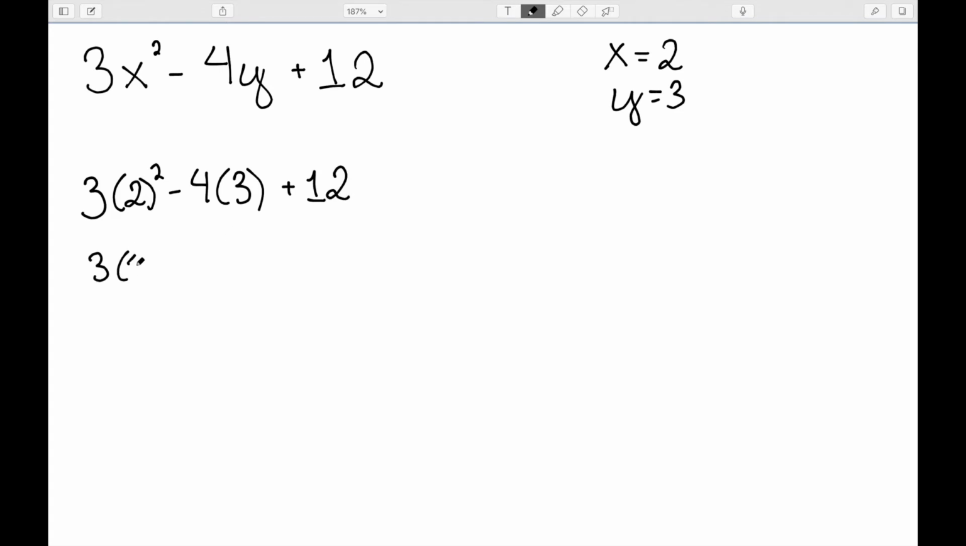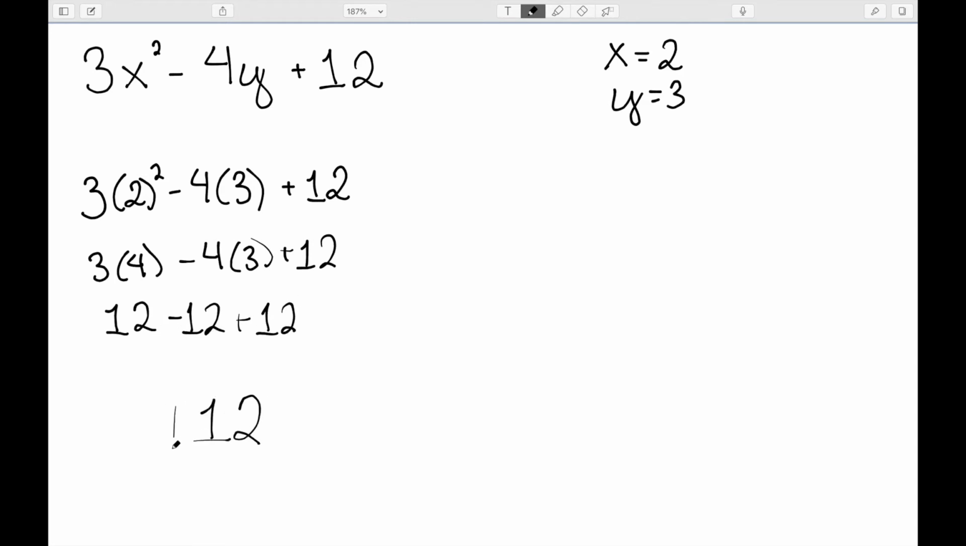Order of operations tells me I need to do my exponents first, so 2 squared is 4. Then we multiply, 3 times 4 is 12, 4 times 3 is 12. And 12 minus 12 plus 12 is 12. So my solution here would be equal to 12. And if I change the values for x and y, I will get a different solution at the end.